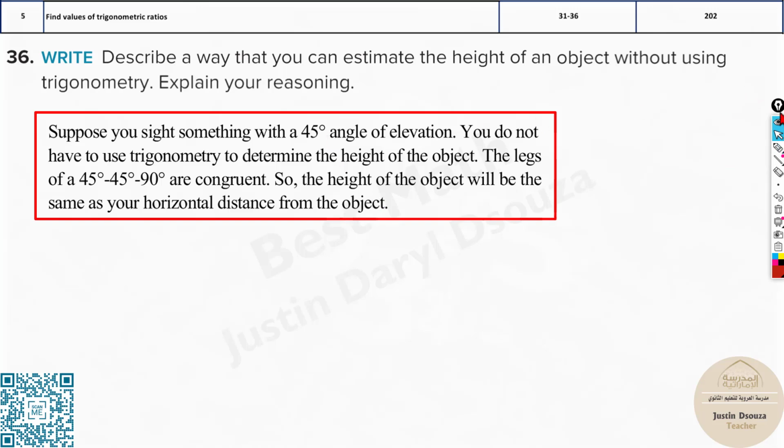So yes, you can do it without trigonometry, provided the angles are specific angles. It should be 45, 45, 90, or 30, 60, 90. Even for 30, 60, 90 degrees, you can easily solve the height without using trigonometry. So that is what they're saying. You can just tell there are situations where the angle of elevation can be 30, 60, 90, or 45, 45, 90, and then we can directly find the legs and the height.